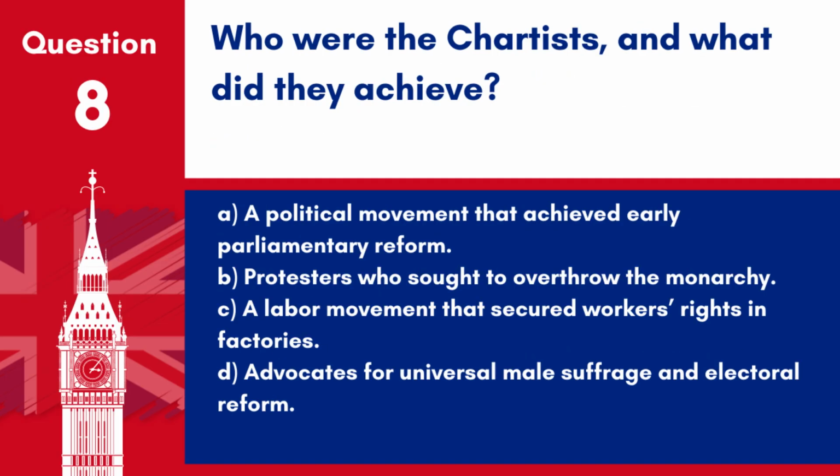Who were the Chartists and what did they achieve? A. A political movement that achieved early parliamentary reform. B. Protesters who sought to overthrow the monarchy. C. A labour movement that secured workers' rights in factories. D. Advocates for universal male suffrage and electoral reform.